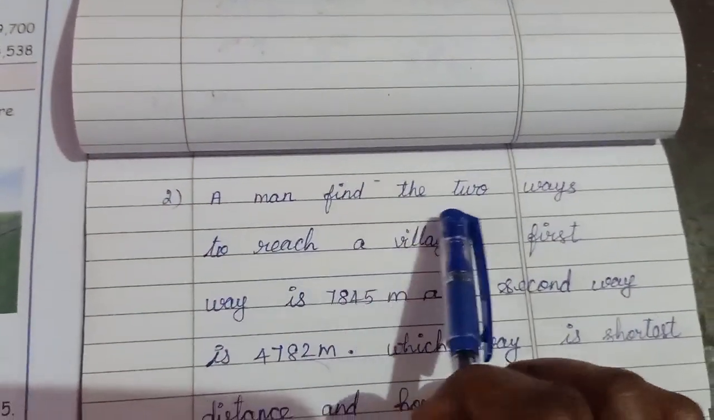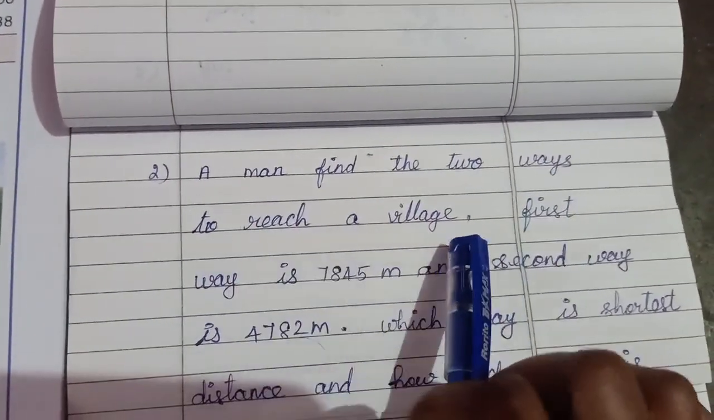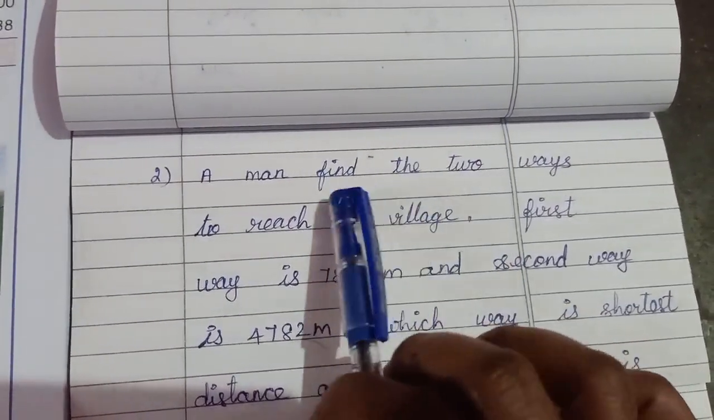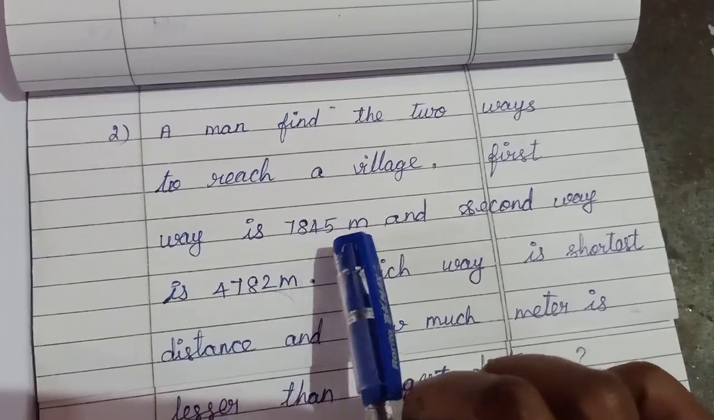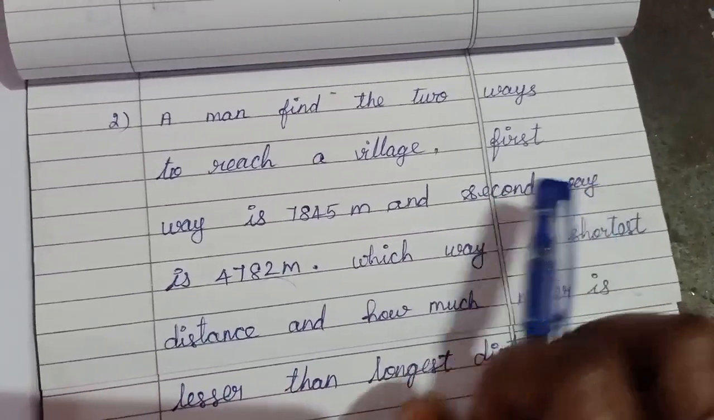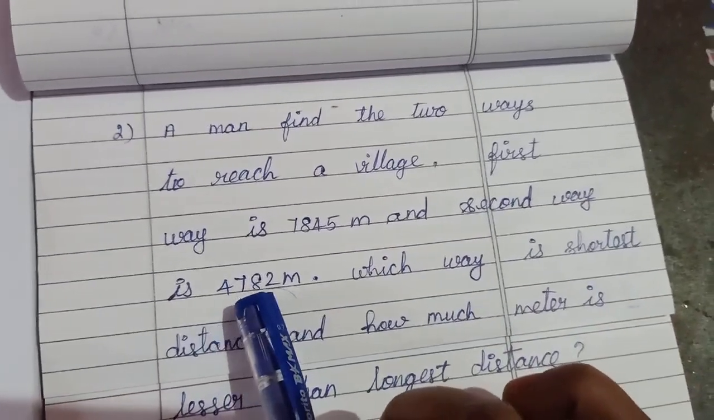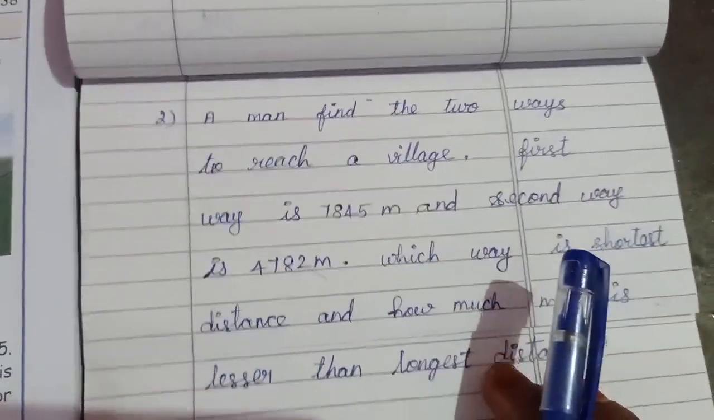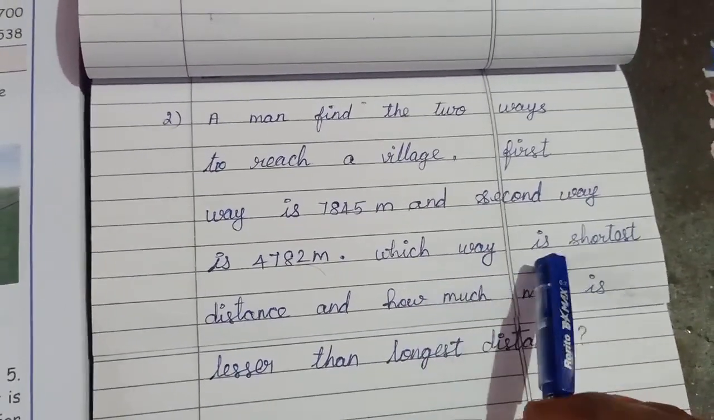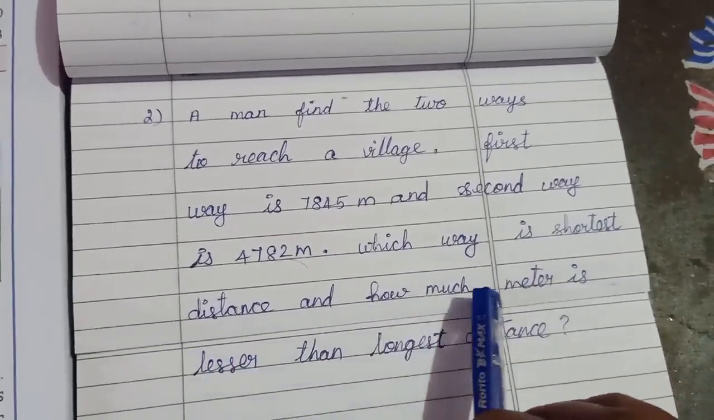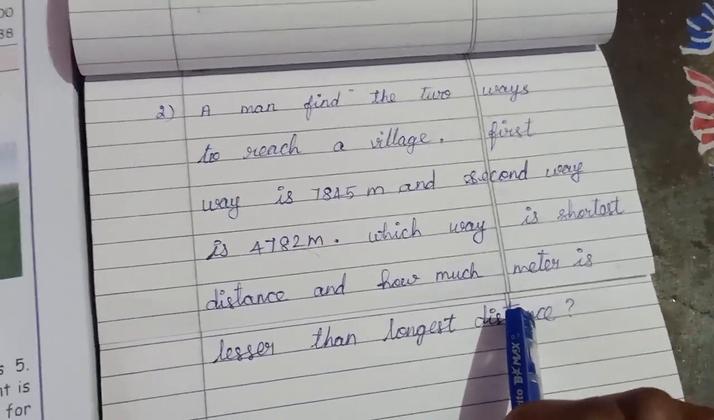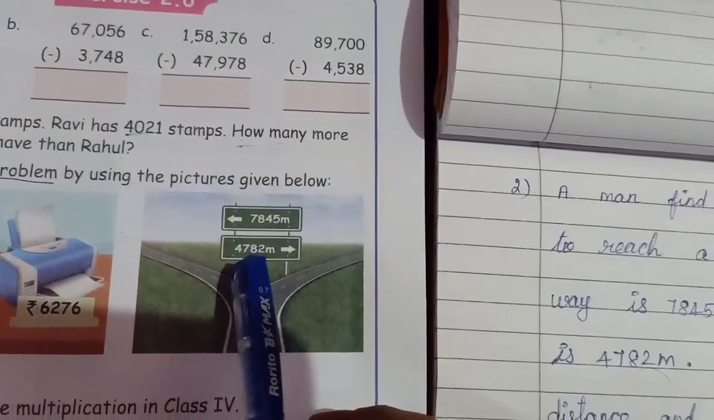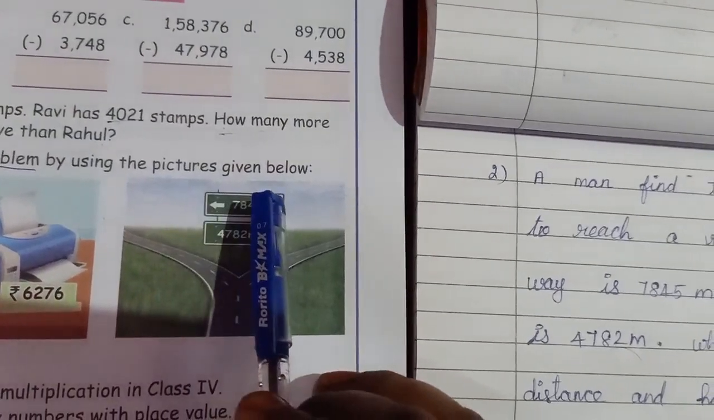A man finds two ways to reach a village. We want to go to the village and we have two ways. The first way distance is 7,845 meters and the second way is 4,782 meters distance. Now what's our question? Which way is the shortest distance, and how many meters less is it than the longest distance? See here, this one is the shortest distance and this one is the longest distance.